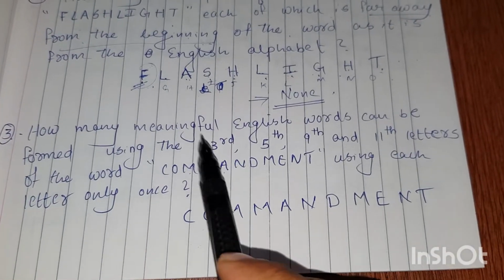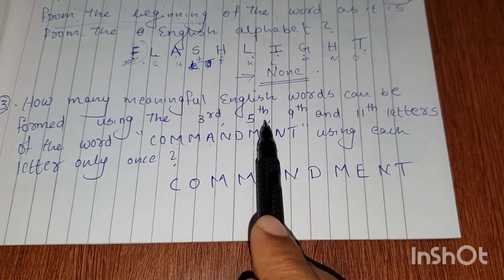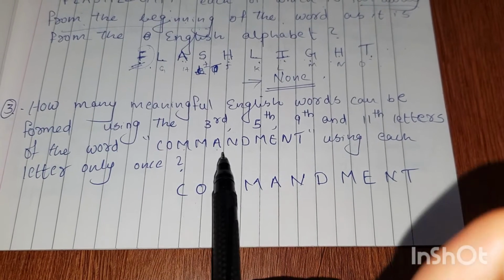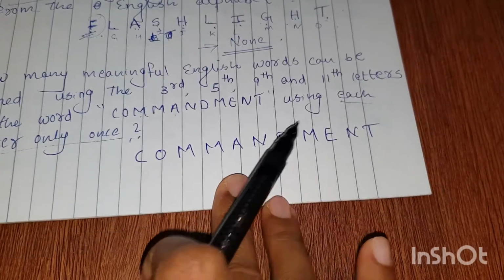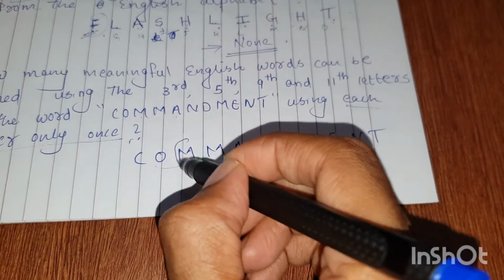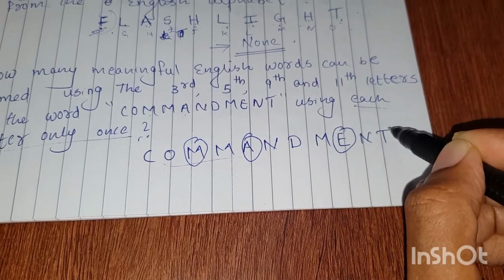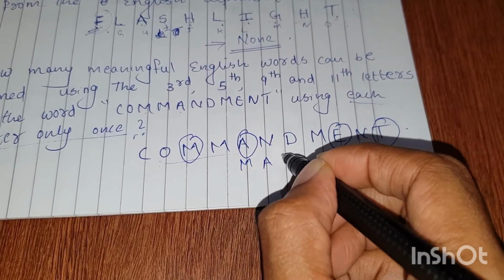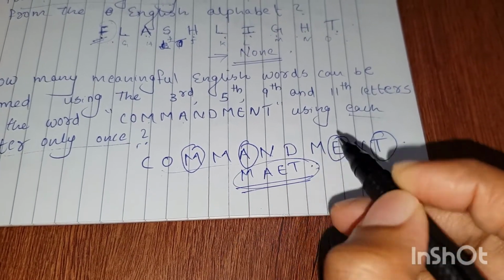Next question of the series is: how many meaningful English words can be formed using the 3rd, 5th, 9th and 11th letters of the word commandment, using each letter only once? So in the word commandment, the 3rd letter, 5th letter, 9th letter and 11th letter are the letters M, A, E, T. So how many meaningful English words can be formed using these letters?